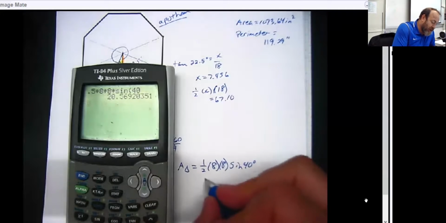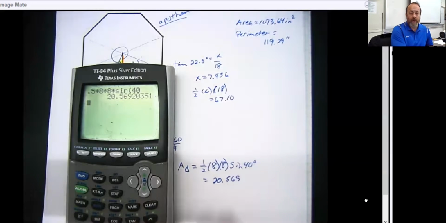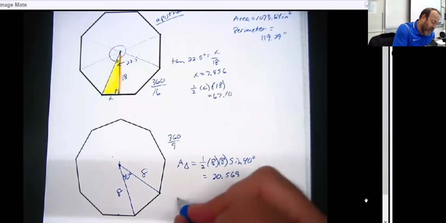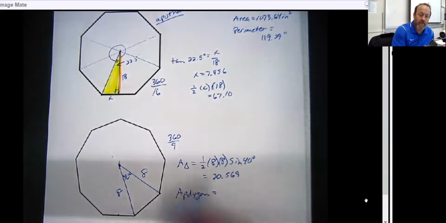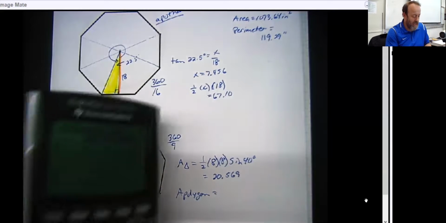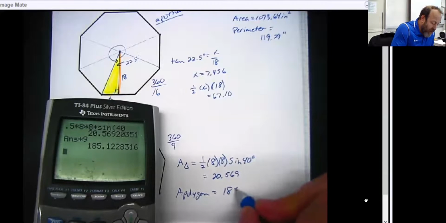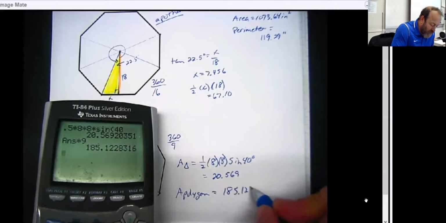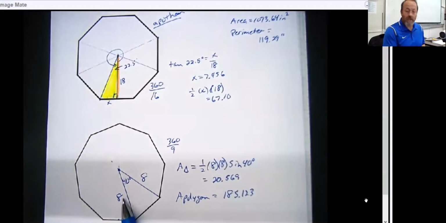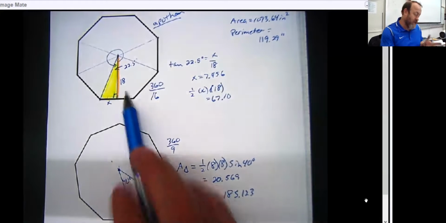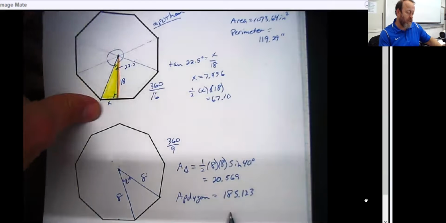And we're looking at the area of that triangle being 20.569. But of course, then that would mean the area of the polygon would be this number multiplied by 9 because it would take 9 such triangles to make this up. So the area of this one would be 185.1223. Now this one's obviously much, much smaller because its value is 8 versus 18. So a considerably smaller polygon, although it didn't look smaller.